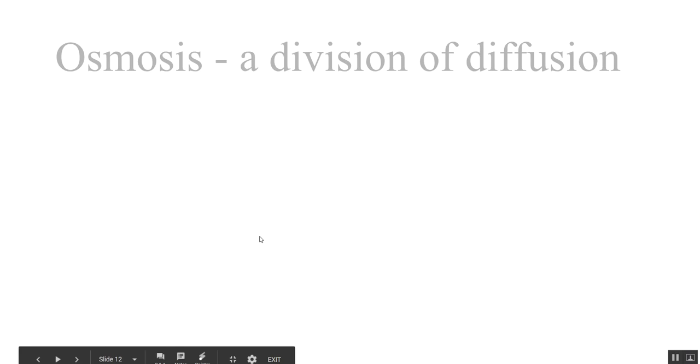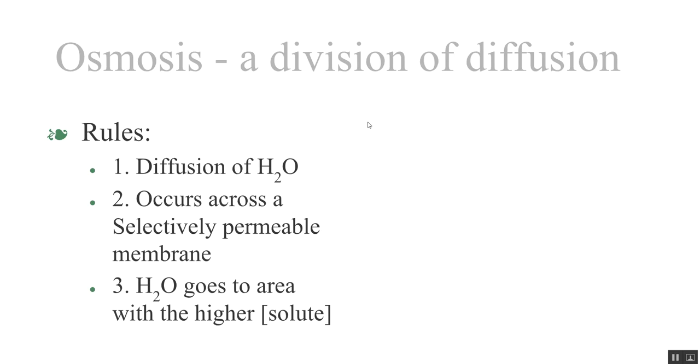So osmosis, again, is a type of diffusion. Diffusion, movement of particles. Osmosis, movement of water. So rules, diffusion of water. It occurs across a selectively or semi-permeable membrane. Water goes to areas with a higher solute or more particles in it.